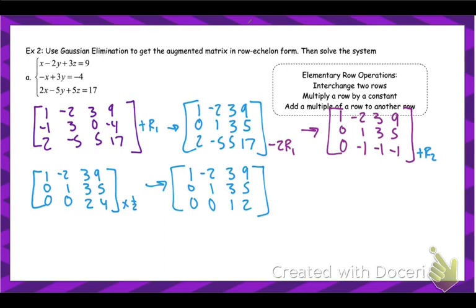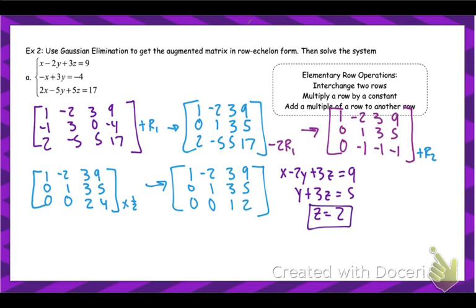What we like about row echelon form is it creates a very easy to solve system. So I'm going to rewrite this as a system. Okay, so this first one, this would be x minus 2y plus 3z equals 9. Y plus 3z equals 5. And z equals 2. And again, this is kind of one of those stair-step systems where substitution is really the easiest method.